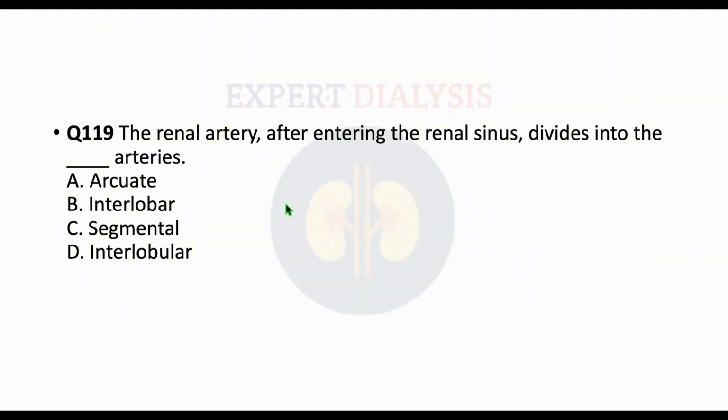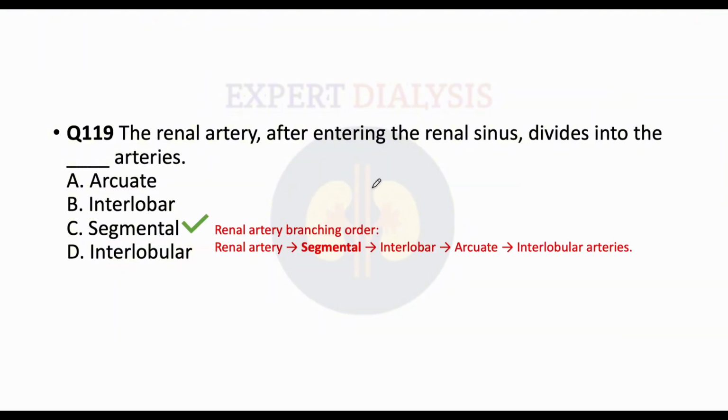Moving to the next question, it says the renal artery after entering the renal sinus divides into dash artery. So option A is arcuate, option B is interlobar, option C is segmental, option D is interlobular. So if you know the hierarchy of the renal artery, you will be easily able to answer this. So the right answer will be segmental artery. So renal artery branching order is like renal artery, then it goes to segmental, then interlobar, then arcuate, and then interlobular artery. So here our answer will be segmental.